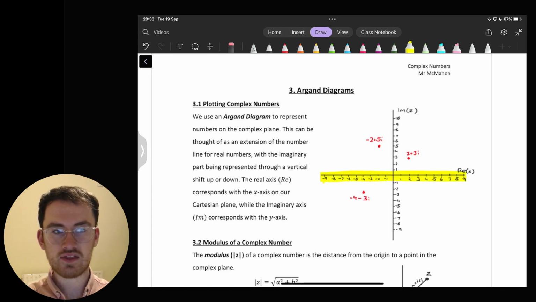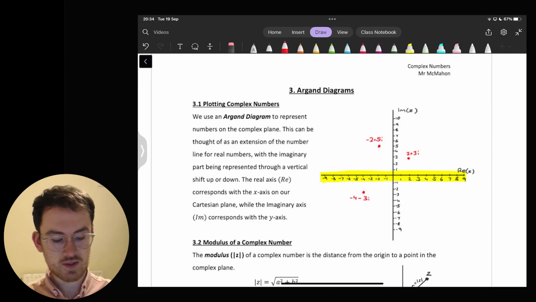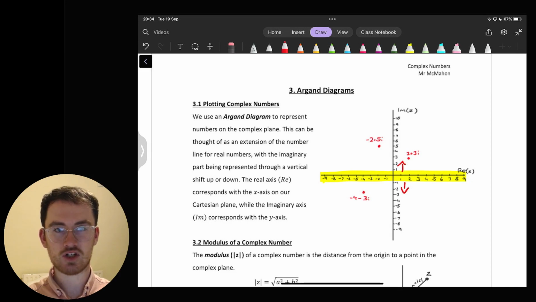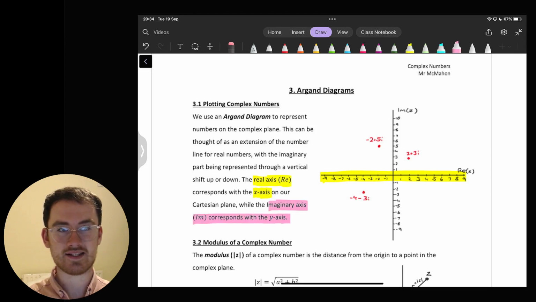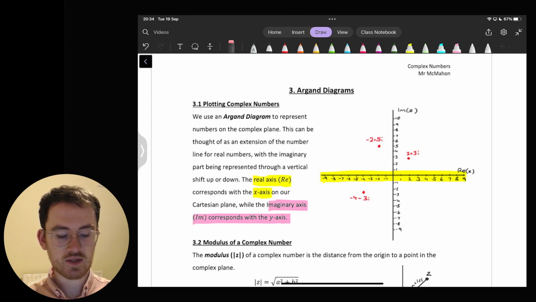number line. So if we think of this real axis here being our number line, what we're doing is extending that upwards and downwards to include those imaginary parts, so to include our imaginary numbers there. By going up, we're adding positive imaginary parts. By going down, we're getting negative imaginary parts. So our real axis corresponds with the x-axis on our normal Cartesian plane, and the imaginary axis corresponds with the y-axis.